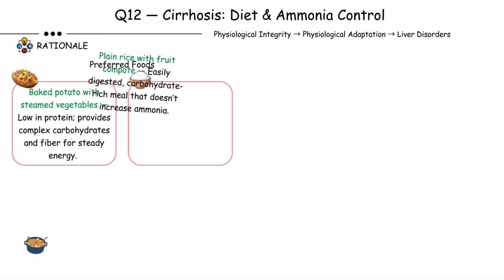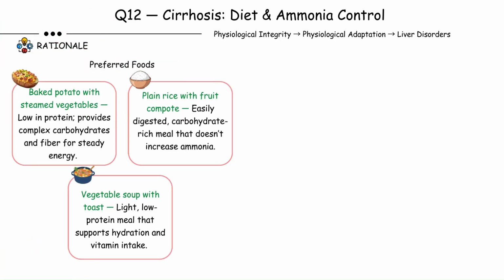The baked potato with steamed vegetables is low in protein and high in complex carbohydrates. It provides steady energy without adding much nitrogen load, so it does not significantly increase ammonia production. Plain white rice with fruit compote is another gentle, easily digested, carbohydrate-rich option. Again, mostly carbs, very little protein, a good choice when ammonia levels are high.